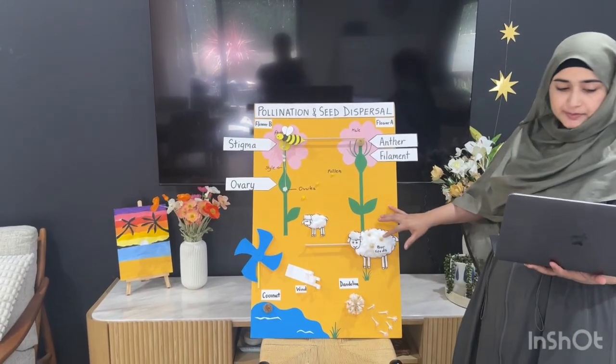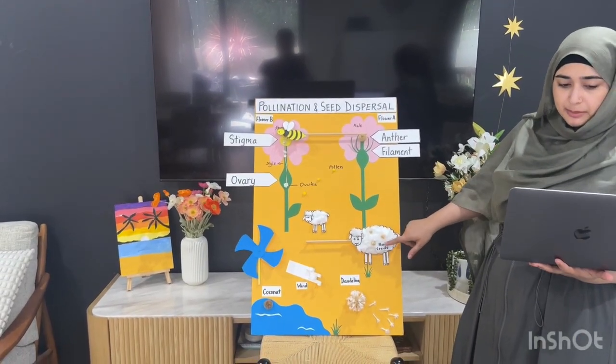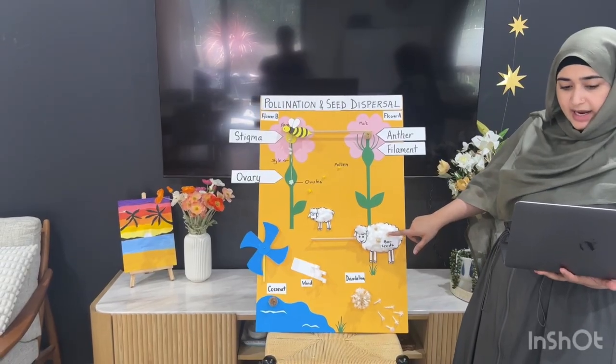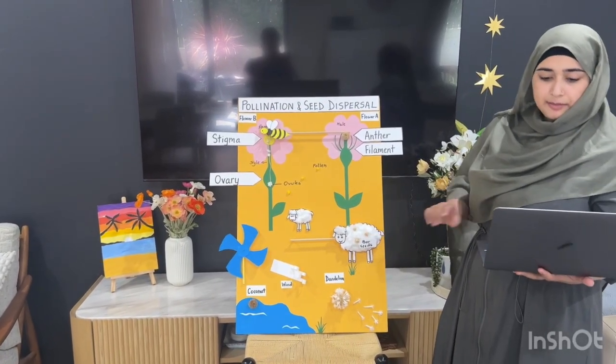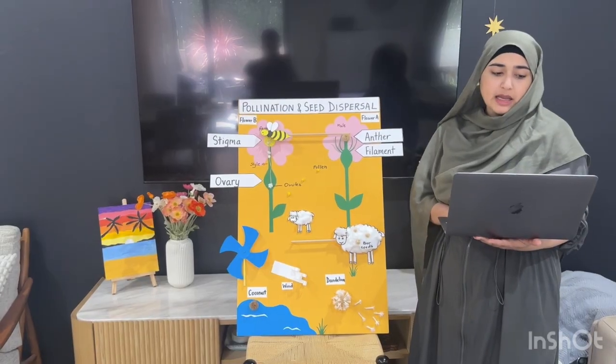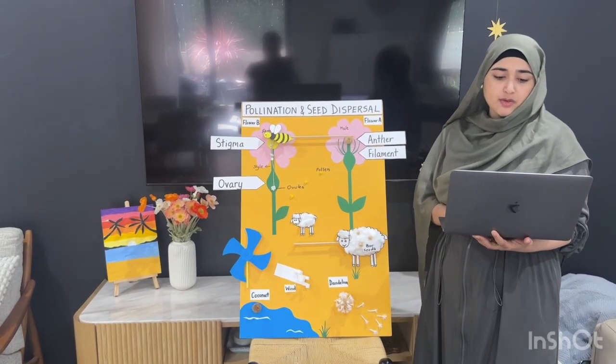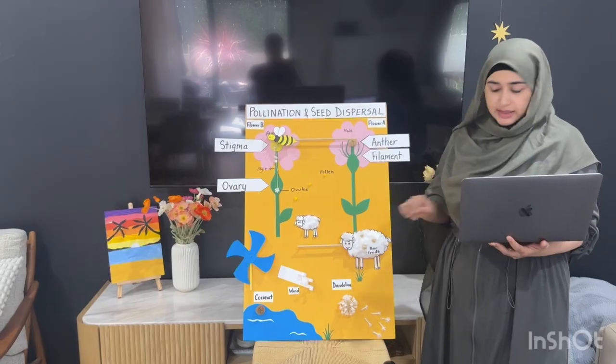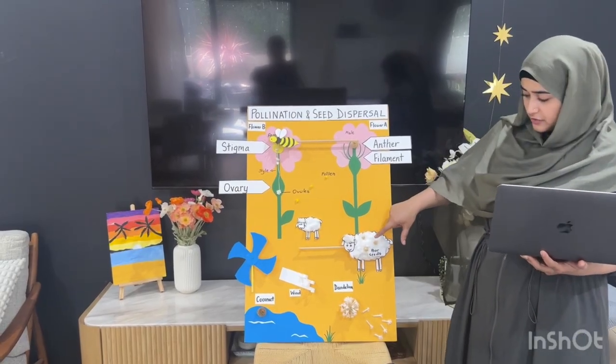This is a sheep, and this is our burr seed with tiny hooks, you can see. When the sheep brushes past the parent plant, the burr seed hooks catch on the wool. You can see it attached on the fleece of the sheep.